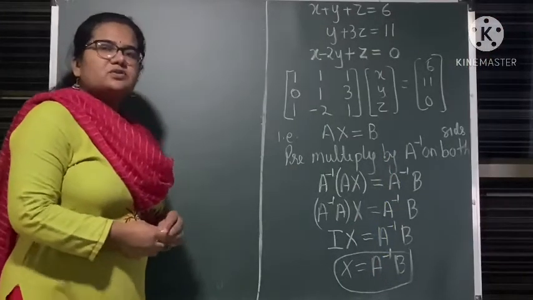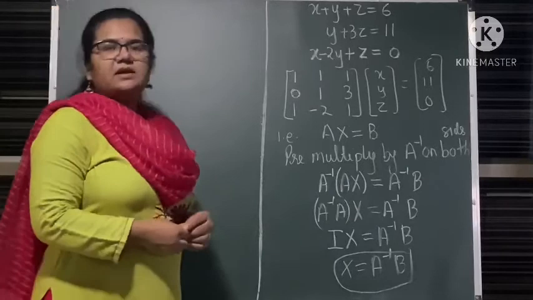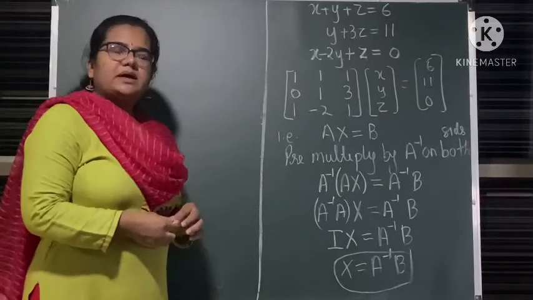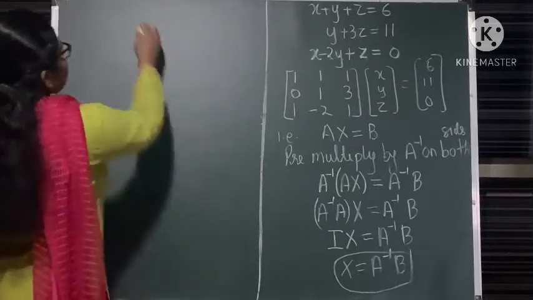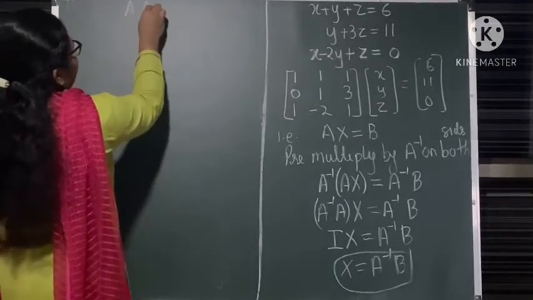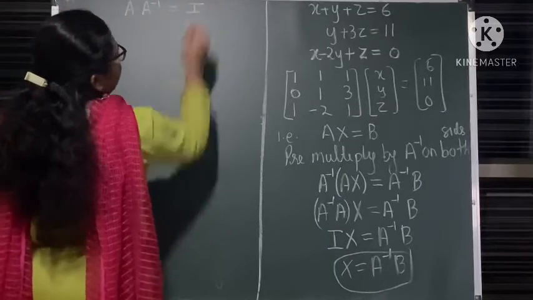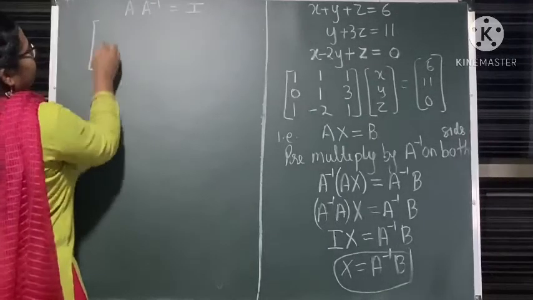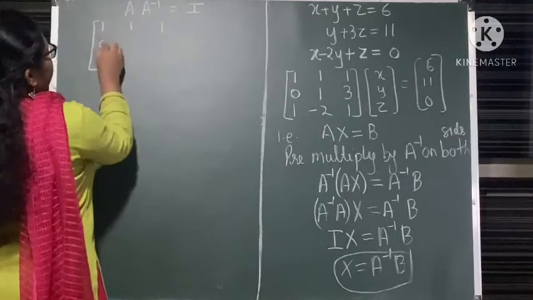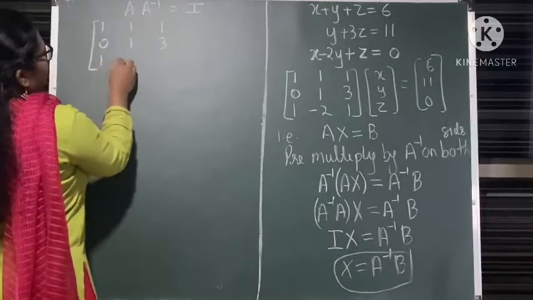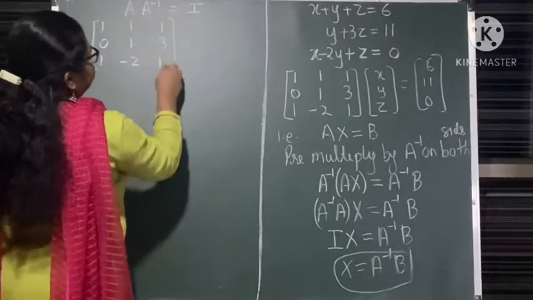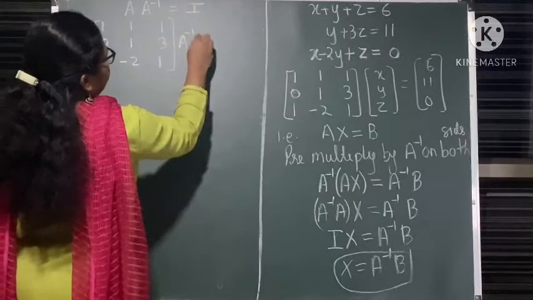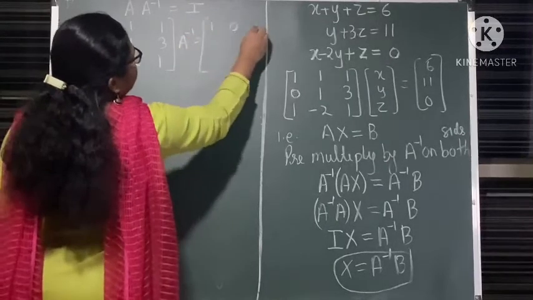Now in the previous two sums we have found A inverse by adjoint method. Now in this example we will find A inverse by elementary transformation method. So first we will write the equation: A into A inverse is equal to I. We know this definition. So what is your A equal to? 1, 1, 1, 0, 1, 3, 1, minus 2, 1. A inverse, I we will take of order 3.